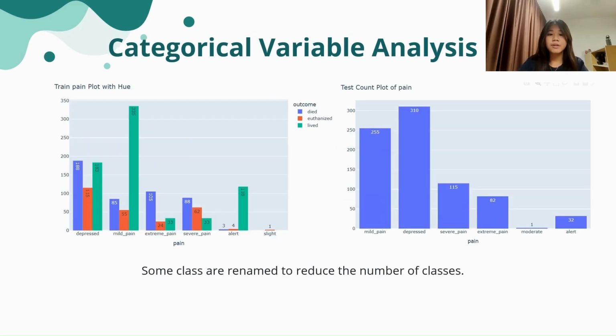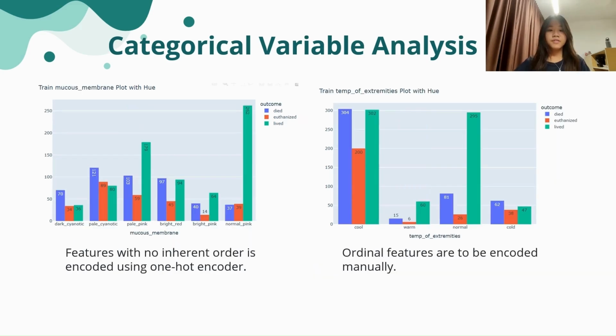For the feature pain, there were extreme classes with similar meanings but different names, which increased the difficulty of prediction. Hence, we considered renaming them. For features that do not have inherent order, we will use one-hot encoding. For features with inherent order, we will encode them manually to preserve the sequence.